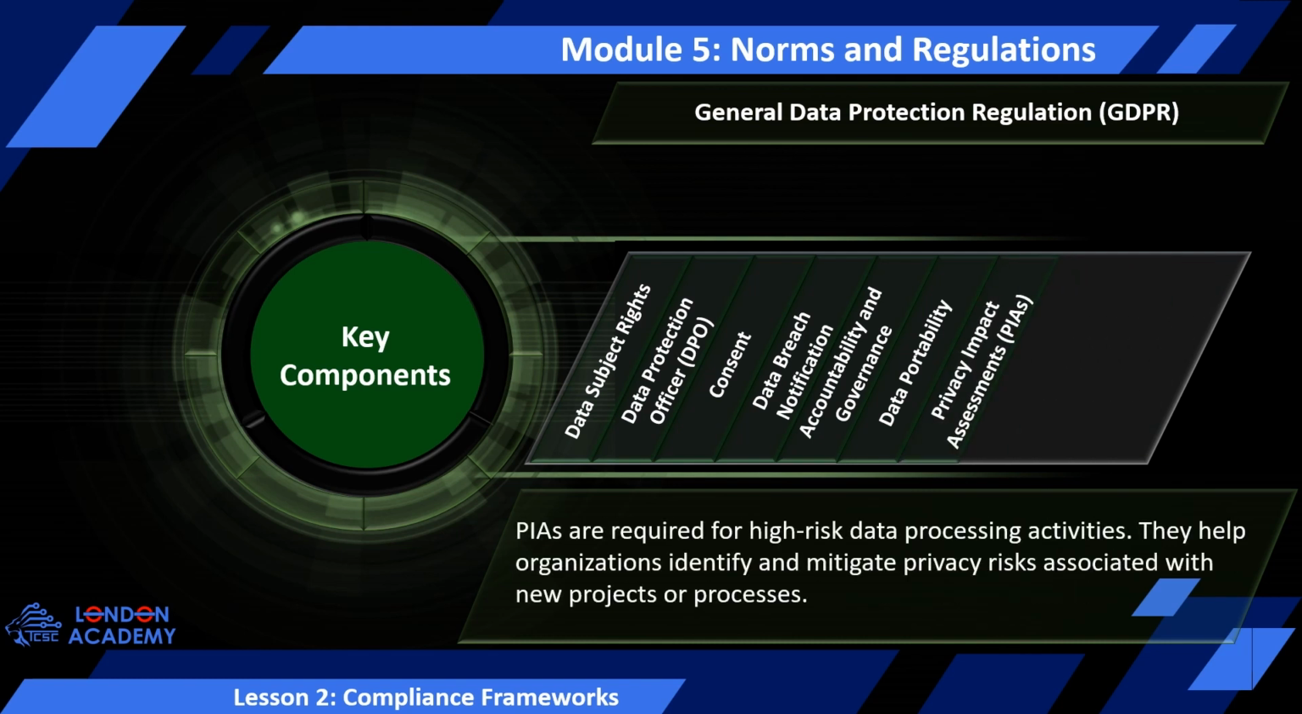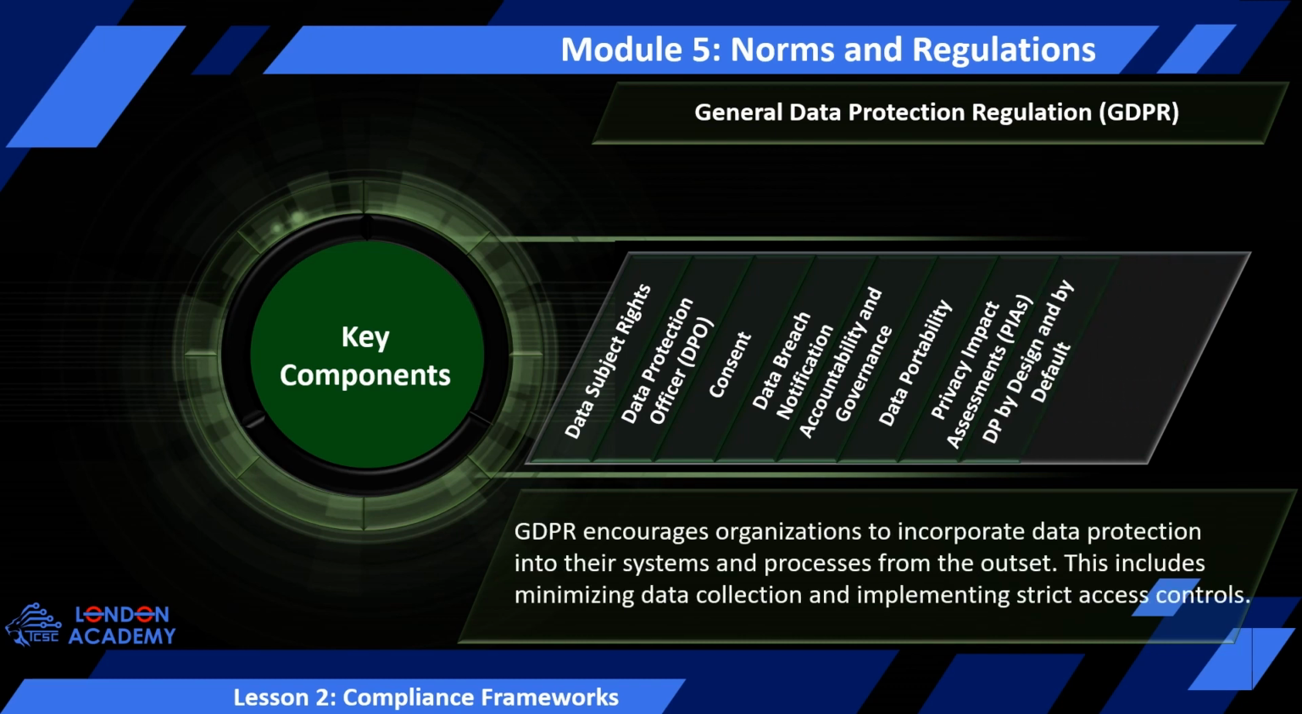Privacy impact assessments, PIAs. PIAs are required for high-risk data processing activities. They help organizations identify and mitigate privacy risks associated with new projects or processes. Data protection by design and by default. GDPR encourages organizations to incorporate data protection into their systems and processes from the outset. This includes minimizing data collection and implementing strict access controls.